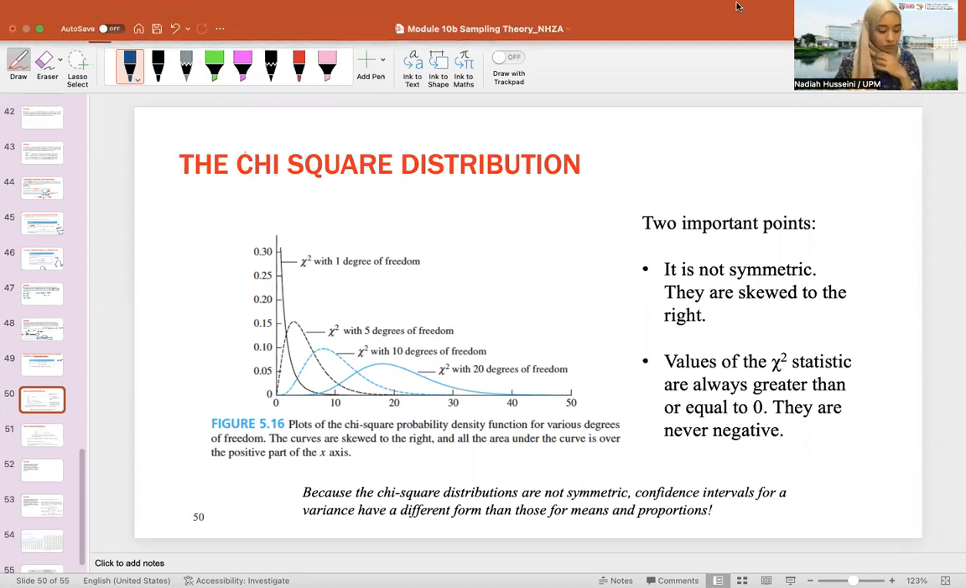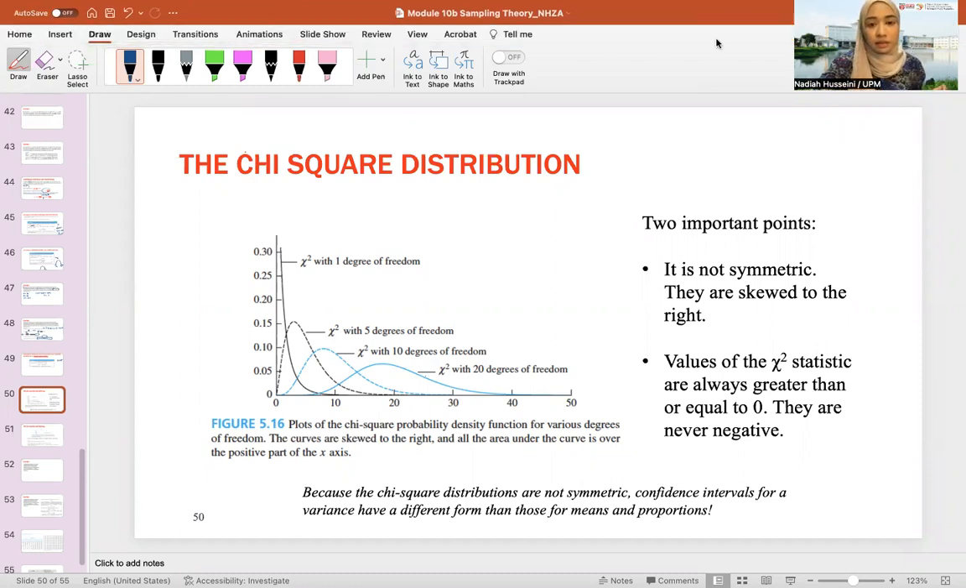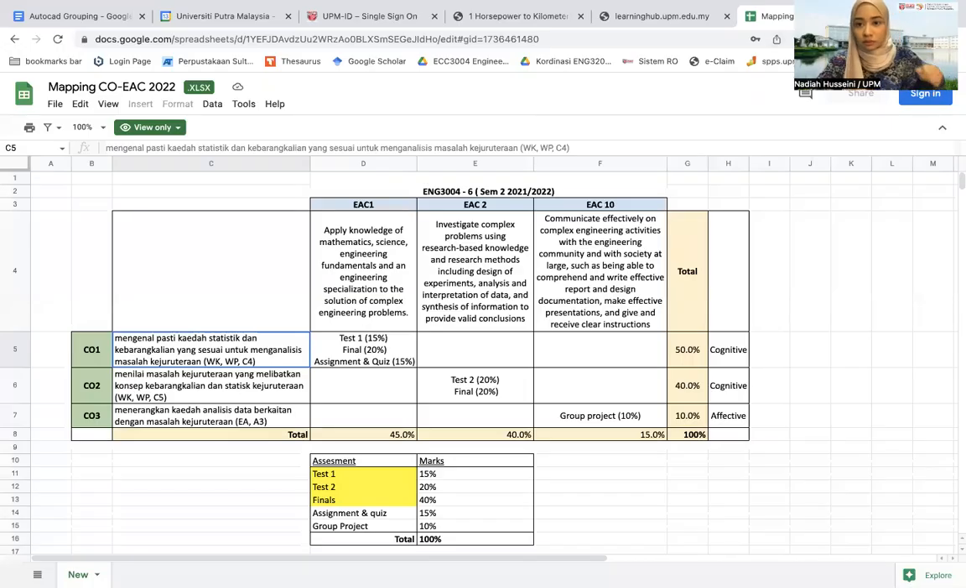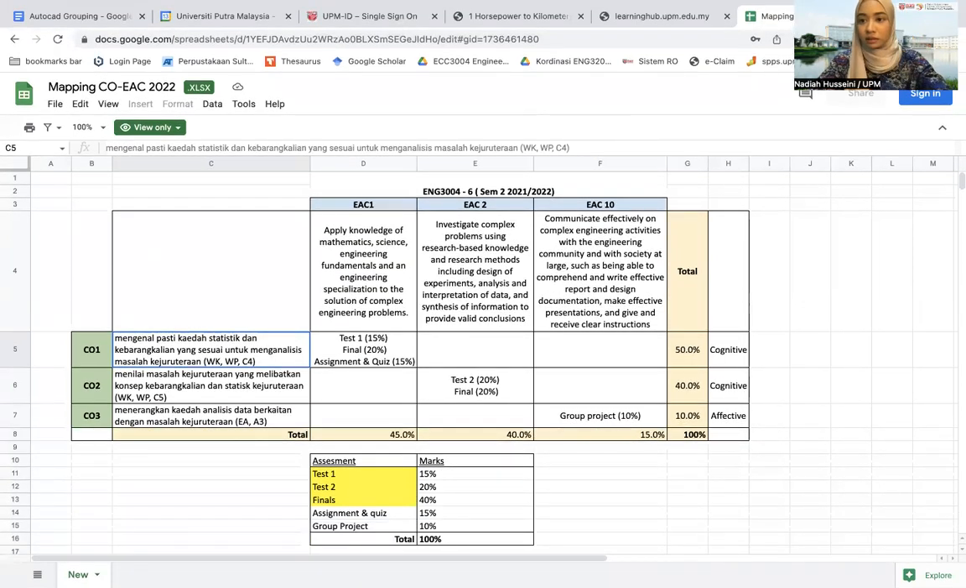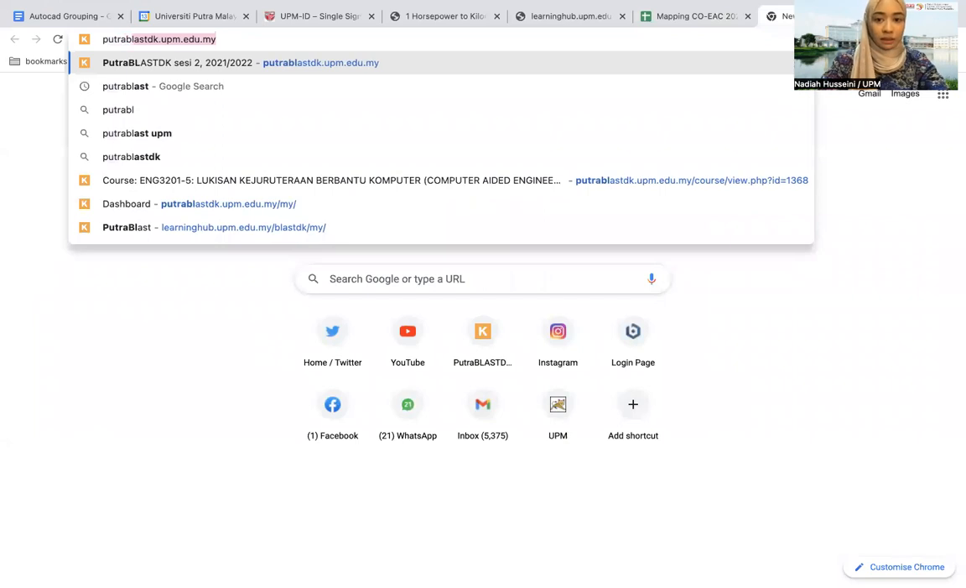Is it time? Okay, so it's already 10:05. Okay, I want everyone to go to Putra Blast and look at the assignment. I'm going to share the Putra Blast for a bit. You can just look at my screen. Later on, you can access the Putra Blast.